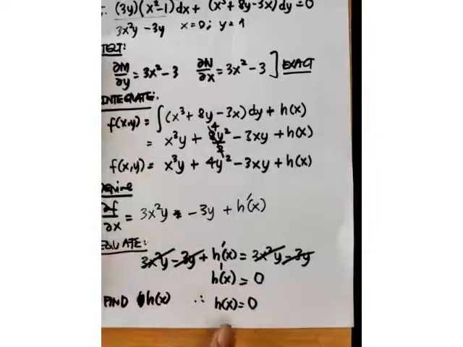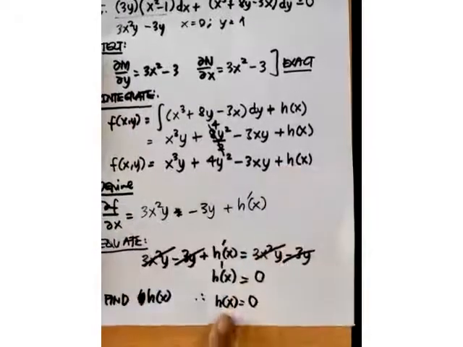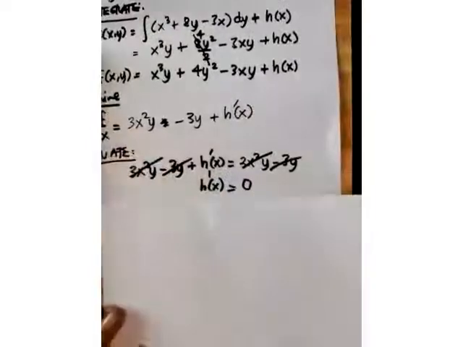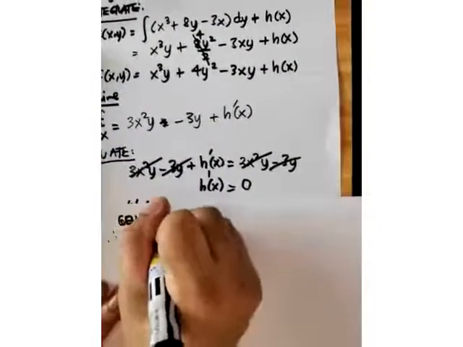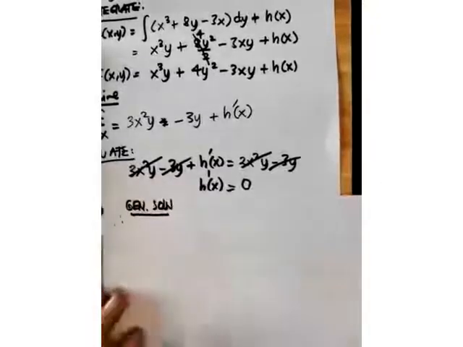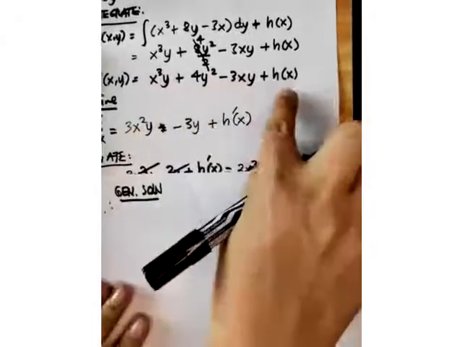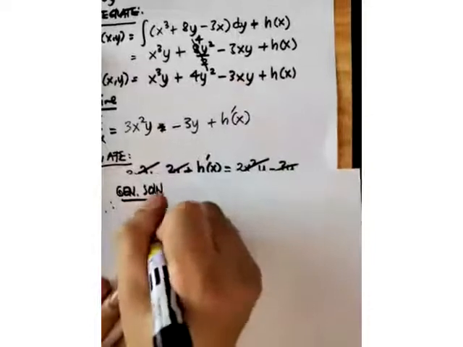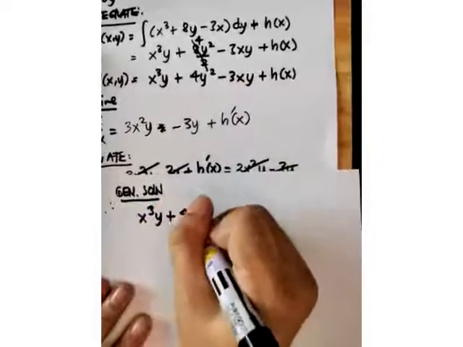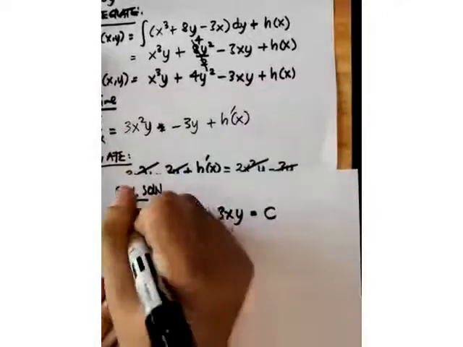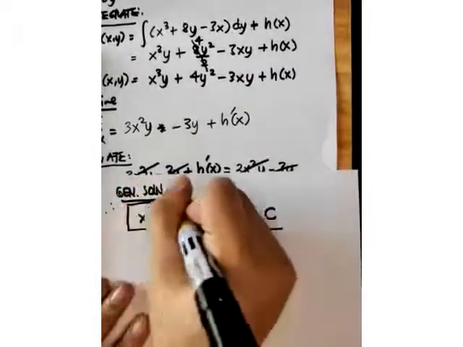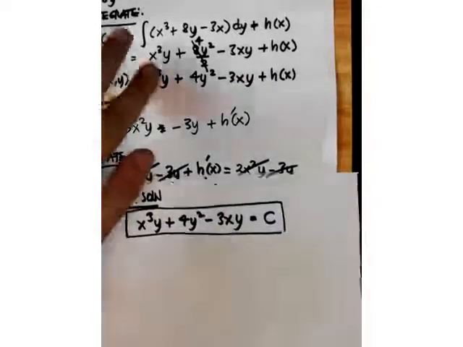Yan. So substitute na natin siya dito. Okay? So therefore, the general solution is ito. H of x. X cubed y plus 4y squared minus 3xy is equal to c. Okay. So this is our general solution.